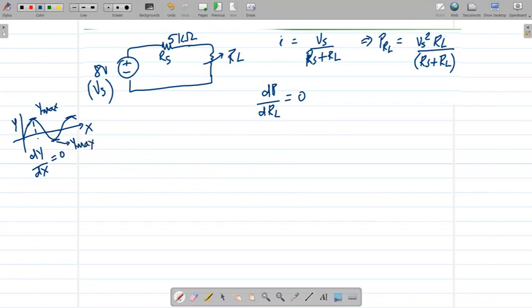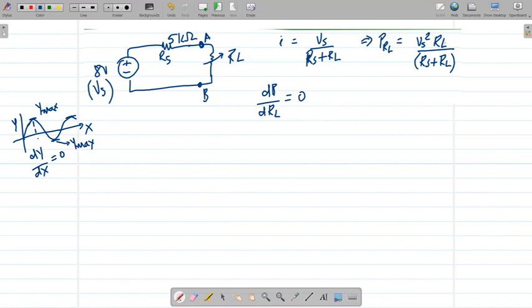So that's the same thing. I'm having a function of, so let's look at this. Let's say that RL is 0 over here. The load resistance is 0. If the load resistance is 0, what does that mean? It means that this circuit is a short circuit, right? Because RL is 0, that means the power delivered is 0. So there is no power delivered to the load. The entire power is dissipated across the source resistance.